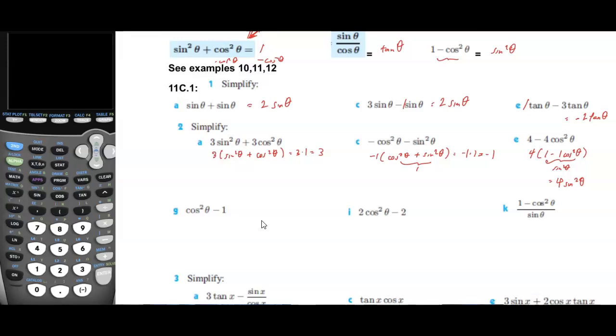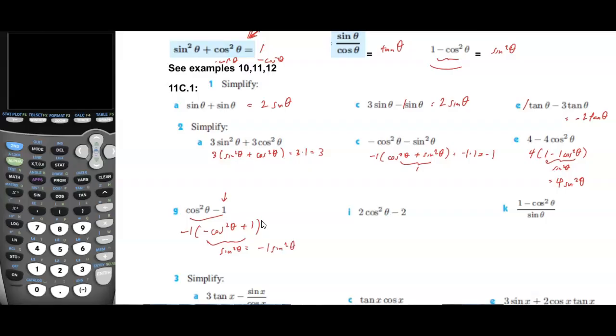Cosine squared theta minus 1. Ooh, this looks suspicious too. One thing you can do if you don't want to think about this backwards is replace the 1 with sine squared plus cosine squared, and then I would eventually get it. Okay, we'll do that in a second. But first of all, I'm just going to say, oh, this looks a lot like this. It's just the opposite. So I'm going to factor out a negative 1, and I would end up with negative cosine squared theta plus 1. And now the inside does look like this, and I can replace it with sine squared theta. And then I could just multiply the two together, and I get negative 1 sine squared theta, right?